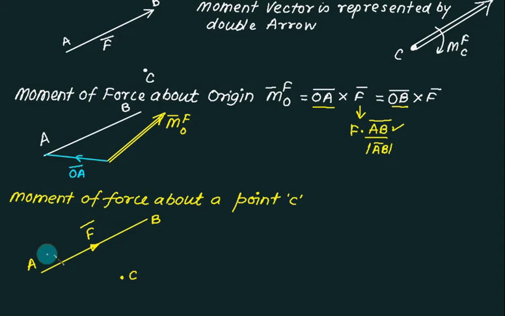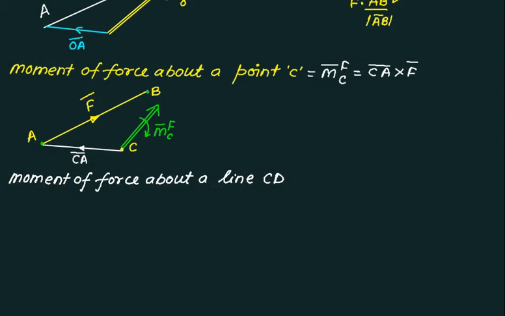You want to find out the moment of this force about any point C. To do this, we first join C with A and obtain the vector CA. We write the moment of force about point C as CA cross F bar. Can we write CB cross F bar also? Yes, we can write CB cross F bar.